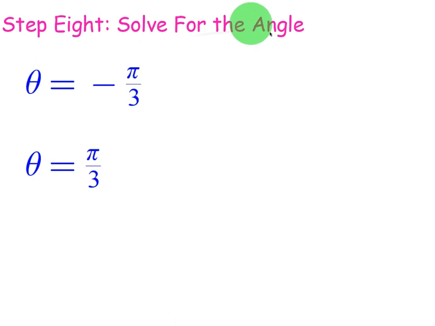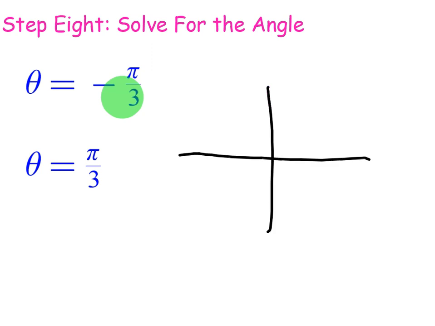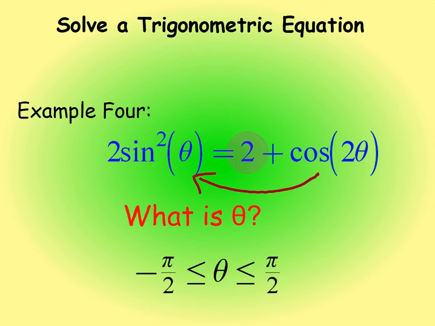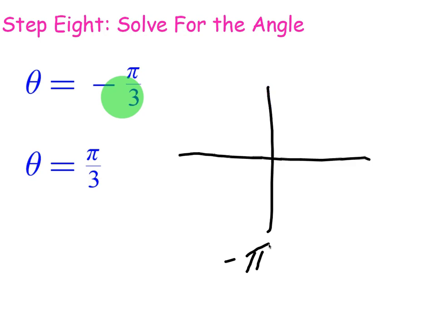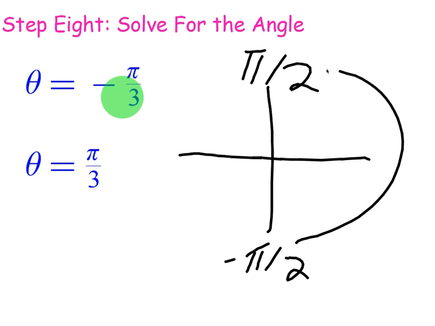Step 8, we're going to solve for the angle. So here's the question, and let's just go ahead and draw the unit circle out. Now remember what the original domain was. Original domain, we want it to be between negative pi over 2 and pi over 2. So where is that on the unit circle? Well, here is negative pi over 2, and if you swing on up, you get to pi over 2. We can see that's 180 degrees, starting with negative angles.